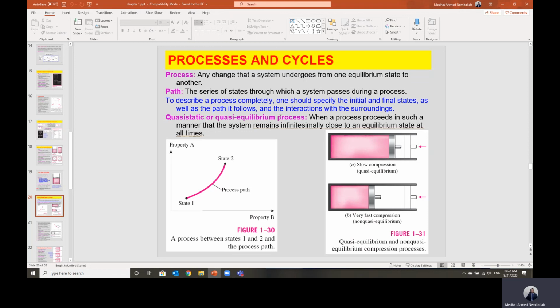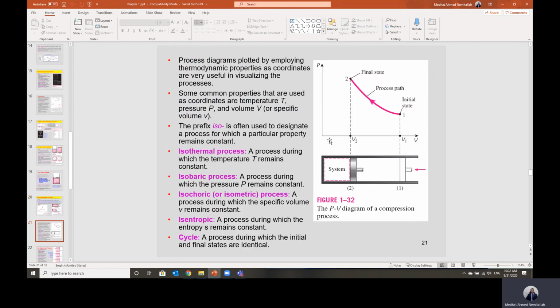But this is an imaginary process, or a reversible process, in which we assume the process is done very, very slowly so that equilibrium is attained everywhere. The pressure of the gas is the same everywhere. The temperature is the same everywhere. Then in this case we call this process quasi-static or quasi-equilibrium. A very slow process in which equilibrium is attained everywhere within the system.